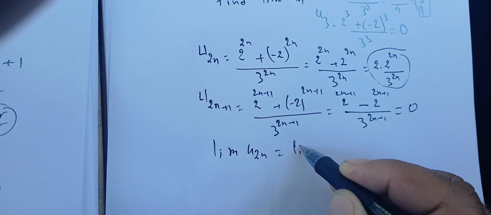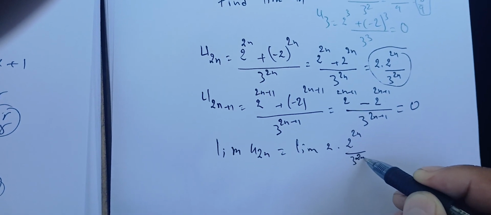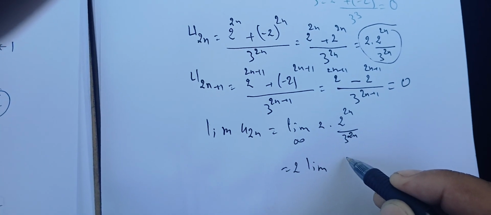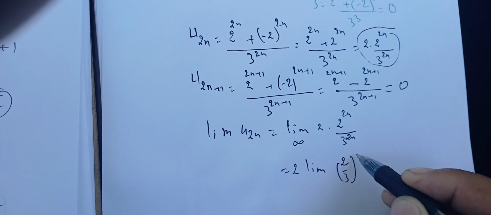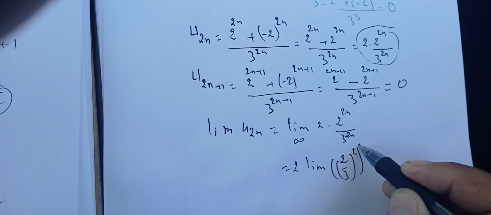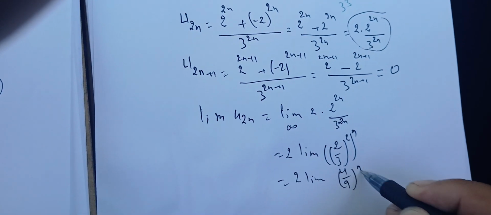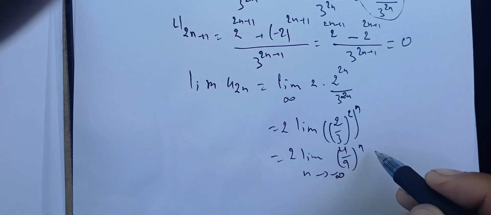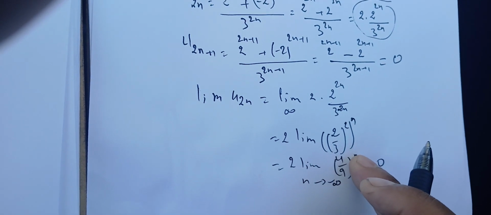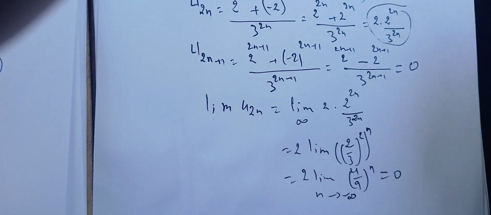So we need to find the limit of 2 times 2^(2n) over 3^(2n). And clearly we see here that you can take the exponent outside, and you're going to get 2 times (2^2 / 3^2)^n. So you're going to have 4/9 to the power n as n goes to infinity. This will give us 0. This is less than 1, so as we keep increasing n, it's going to get smaller and smaller until we get 0.